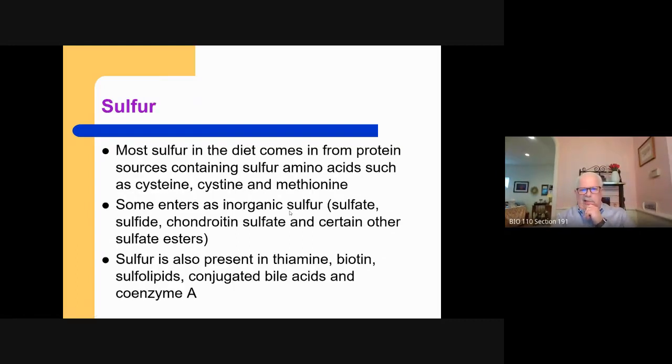Sulfur. Sulfur is a macro mineral that's important in the production of sulfur-containing amino acids. And there are 3 sulfur-containing amino acids in your body: cysteine, cystine, and methionine. That's why sulfur is important.